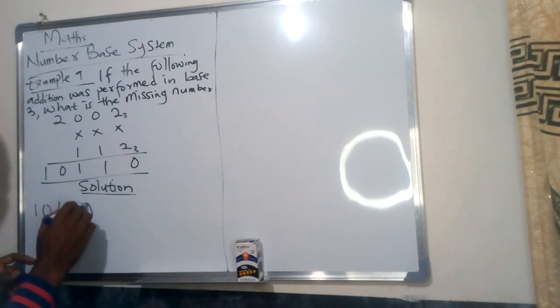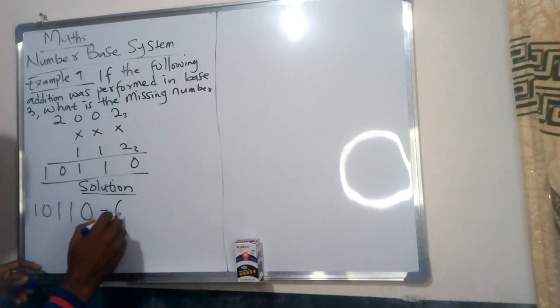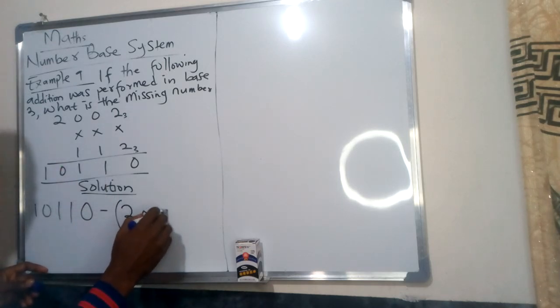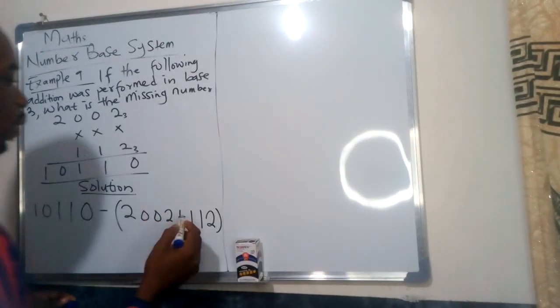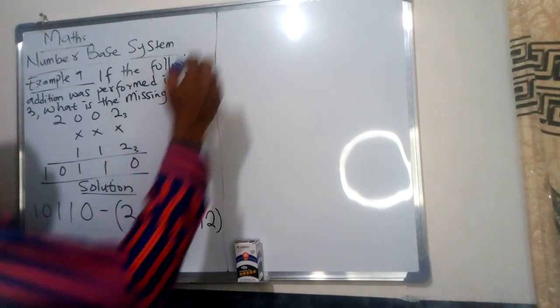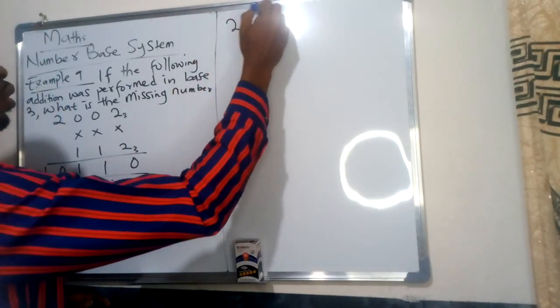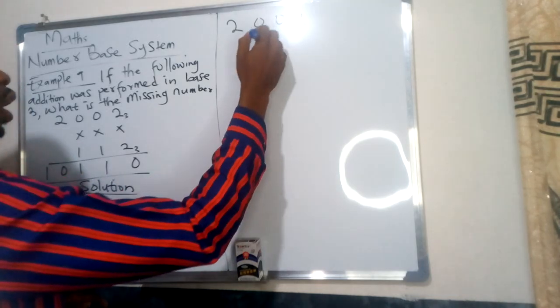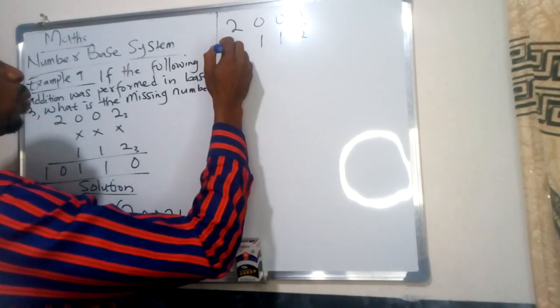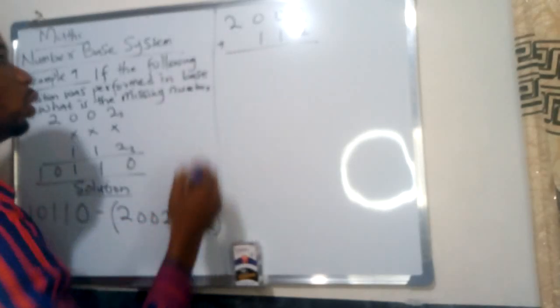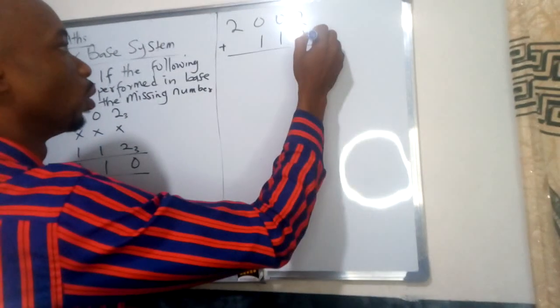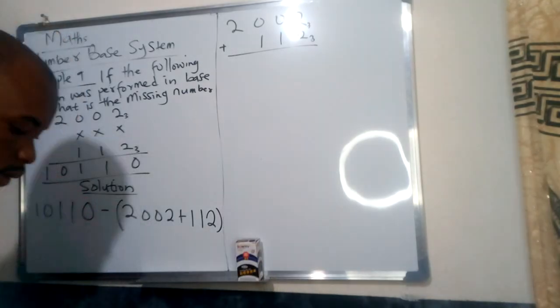So we have this minus a 2002 plus a 112. They are all in base 3. So let's first of all add these two first. So 2002 and a 112. Right? Now we are going to do the addition. Remember, this number, they are all in base 3.